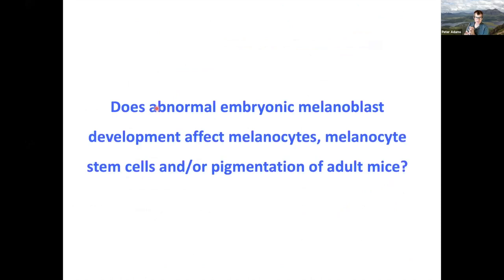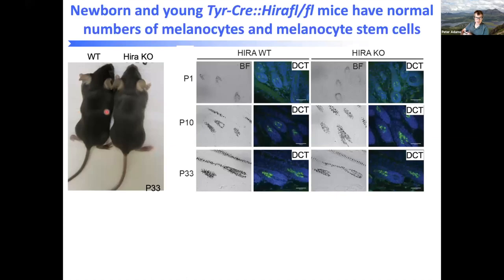But anyway, the next question that Farah wanted to ask is, does this abnormal embryonic melanoblast development have any effect on melanocytes or melanocyte stem cells and pigmentation of the adult mice? Everything I've shown you to this point has been in embryos. So surprisingly, given the defect in the number of melanoblasts in the developing embryos, it was surprising when Farah looks at the wild type and the knockout pups, and you can see that the knockouts are very close to normally pigmented, okay?